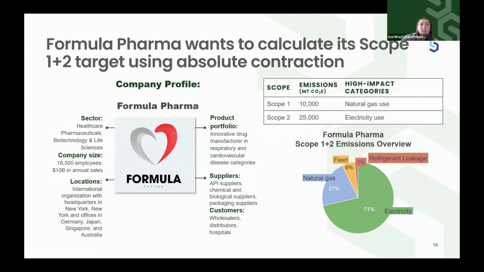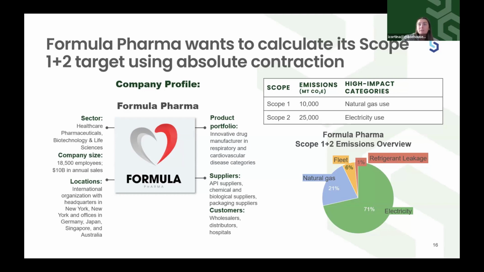On the left, you can see a recap of the company and some context that might be helpful to remember. Formula Pharma is in the healthcare sector under pharma, biotech, and life sciences. They have 18,000 employees with $10 billion annually in sales. They're an international organization with their headquarters in New York, but also have offices in Germany, Singapore, and Australia. They're an innovative drug manufacturer in the respiratory and cardiovascular disease category, and they mainly work with API suppliers, chemical and biological suppliers, as well as packaging suppliers.